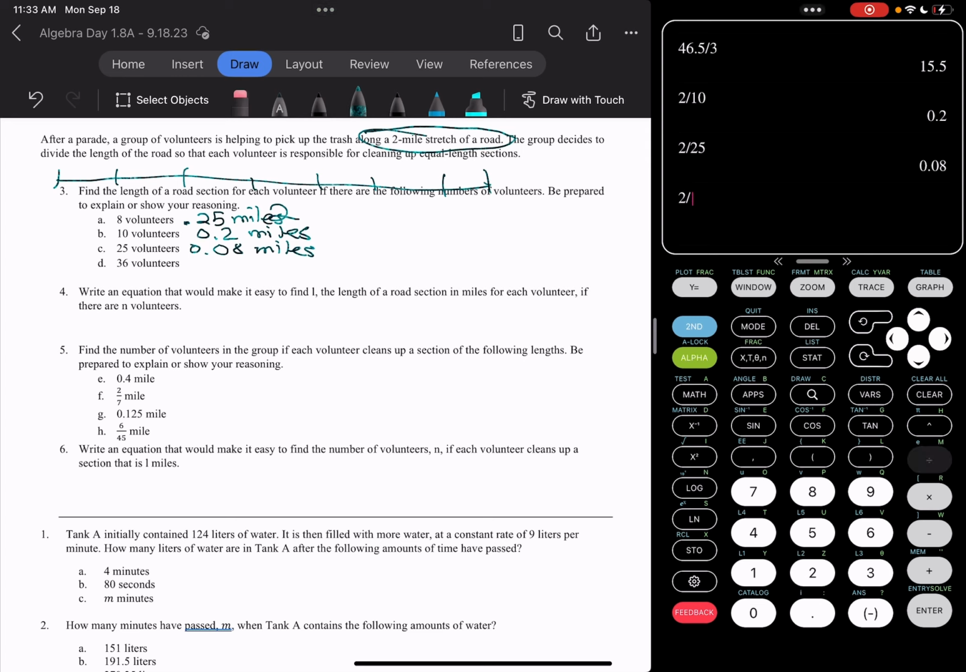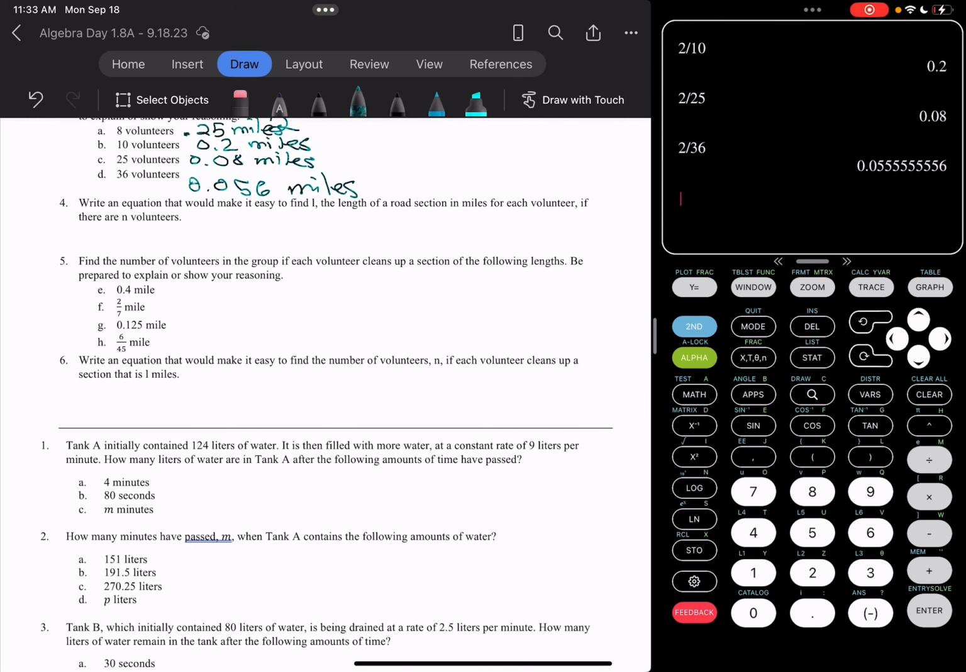We're getting smaller and smaller here because we have more and more people to clean. They would only have to clean up 0.056, we'll round up. So very small section, right? Some feet of that mile.